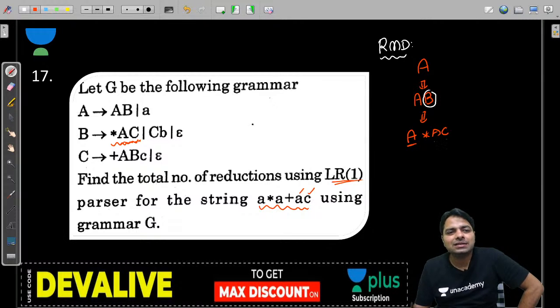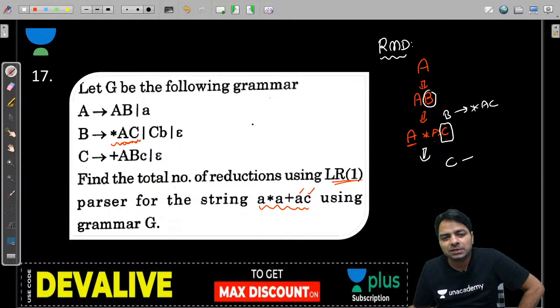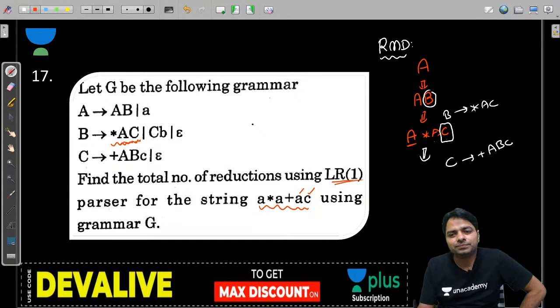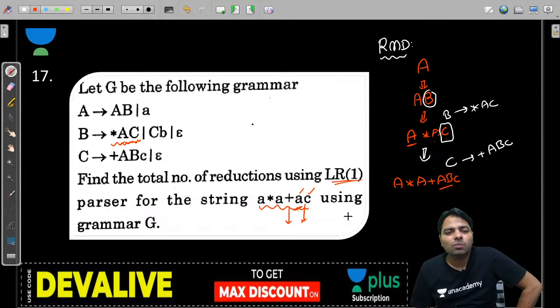So next, this AC is our target now. This capital C, how to get the small c that I am doing here. Here B derived star AC. Here capital C, I am going to substitute with plus ABC. So focus on that. A star A, C nothing but plus ABC. Now look at what you want. The C you want, we already got it. Now plus we got it. Now small a is important from this AB. What do you do? B you put epsilon, capital A you put small a.